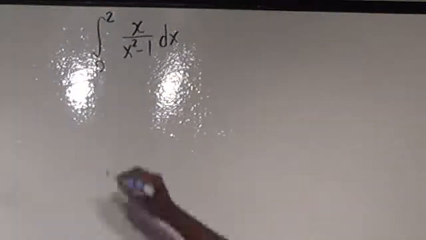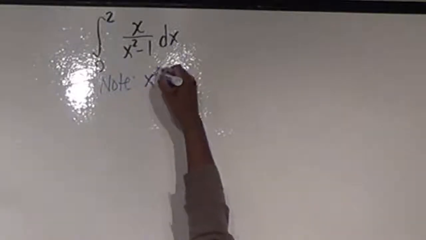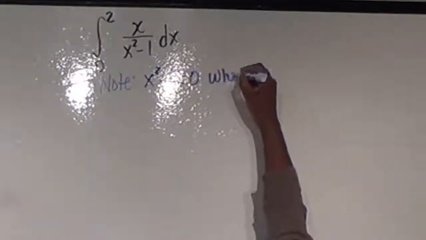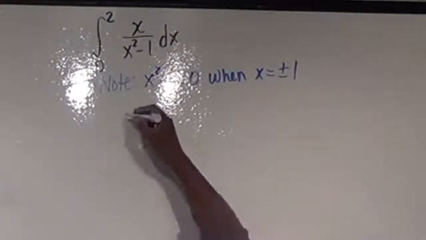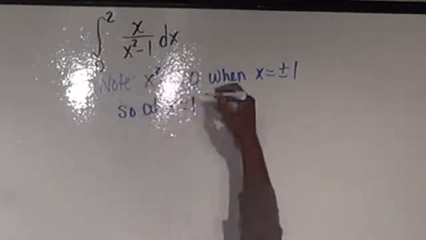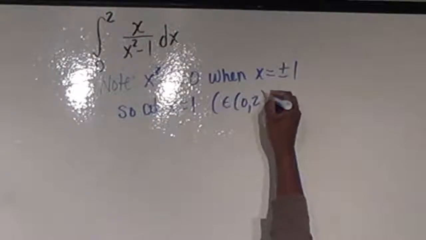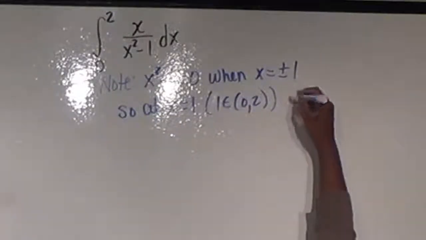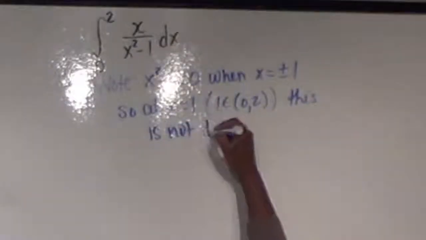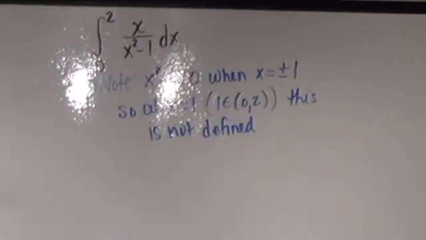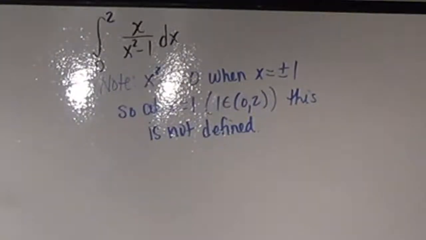So here, if we note, x squared minus 1 equals 0 when x equals plus or minus 1. So at x equal 1, which is in the interval from 0 to 2, this is not defined. And again, that's not always obvious unless you take a second and actually look at that. This is one of the reasons I would suggest for any function, if I'm going to do an integral or a derivative, the first thing I should look at is probably whether or not the function is defined on the interval.